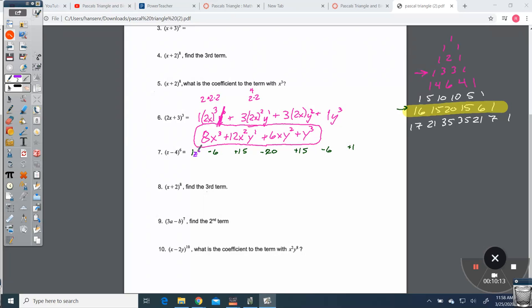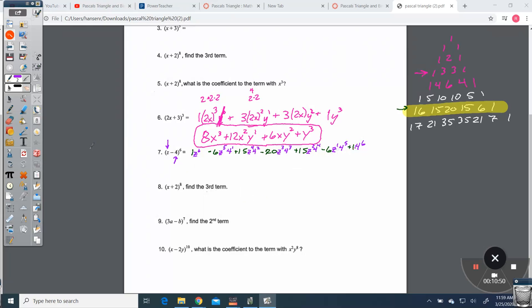So this is going to be z to the 6th. Remember your z's go down: z5, z4, z3, z2, z1. Really, it's the x's that go down, but whatever is in the first spot goes down, and the second spot goes up. So 4 to the 0 power, 4 to the 1 power, 4 squared, 4 cubed, 4 to the 4th, 4 to the 5th, 4 to the 6th.